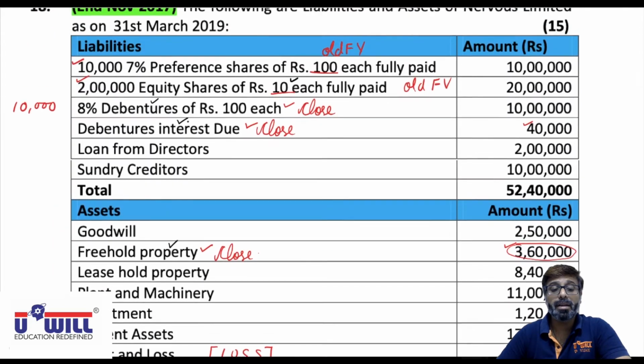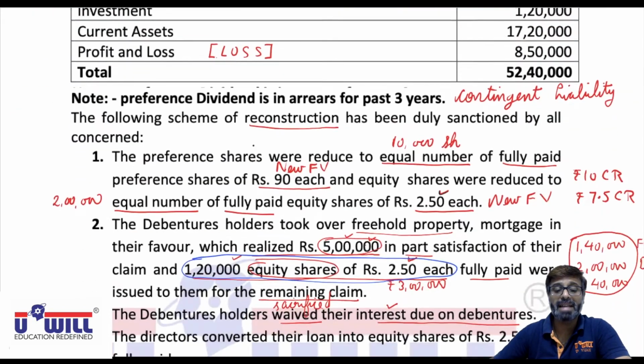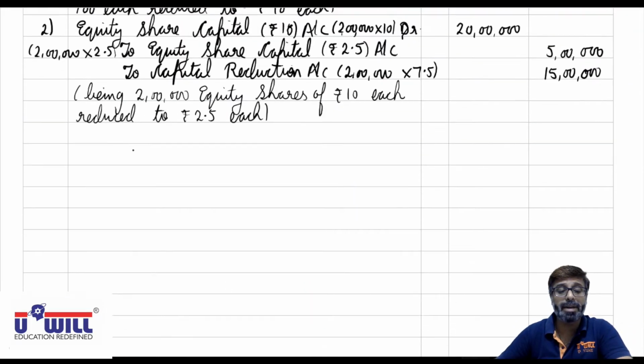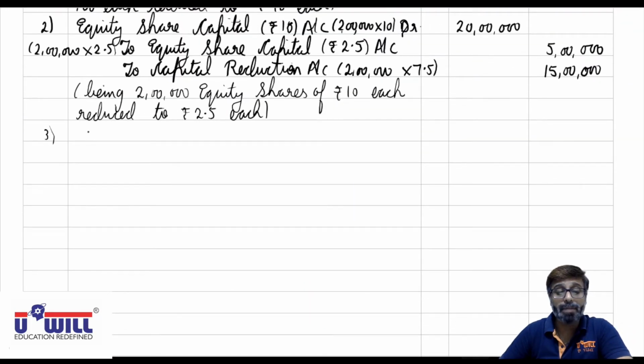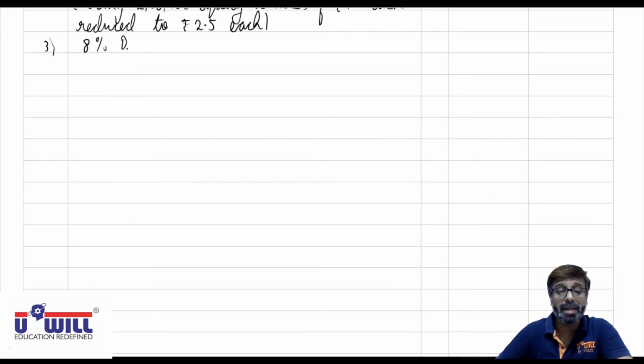Let us do it. First we close 8% debentures, their credit balance of 10 lakhs. To close it we reverse and debit it. So 8% debentures account debit with 10 lakhs.